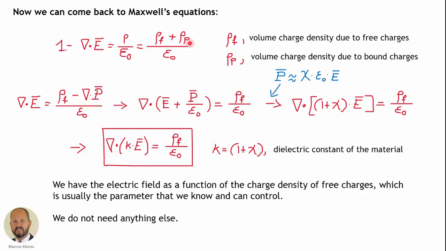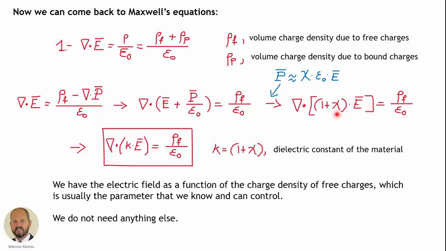Now we can substitute the expression of the volume charge density due to bound charges, this component here, which is minus the divergence of P, and then we can use the expression that we have seen in the previous slide, and we get this final expression for the first Maxwell's equation.